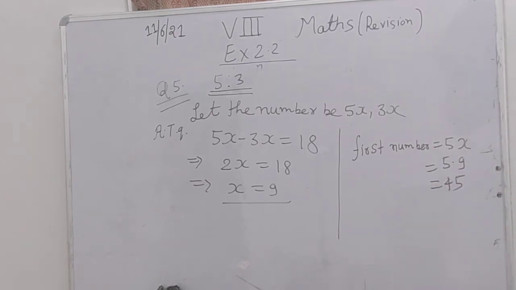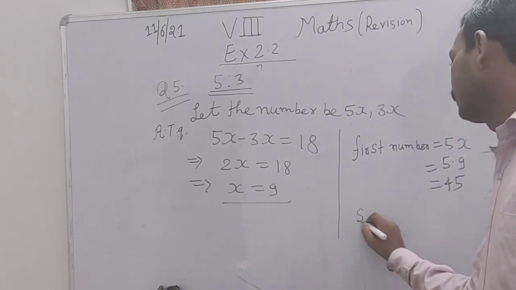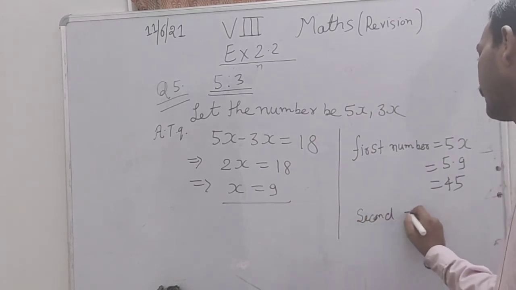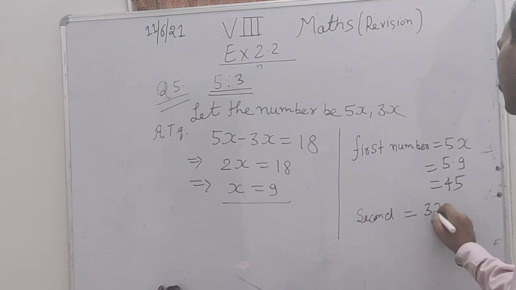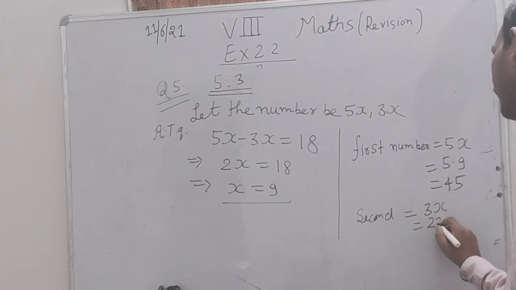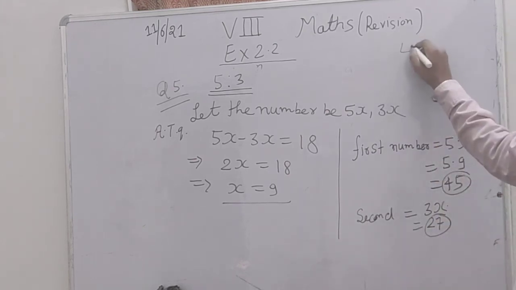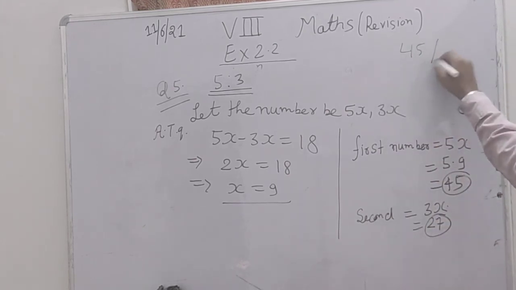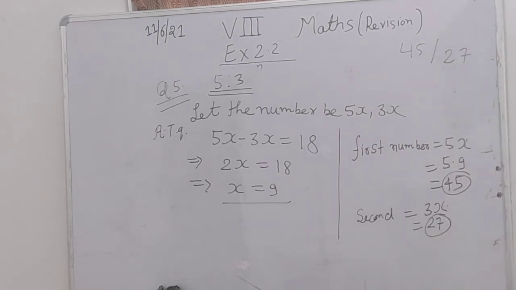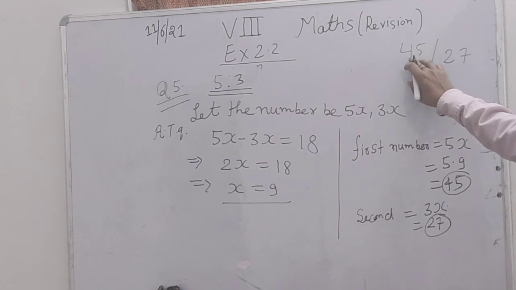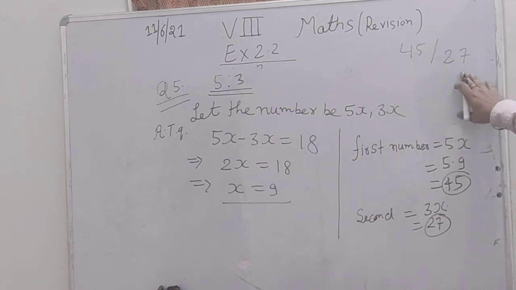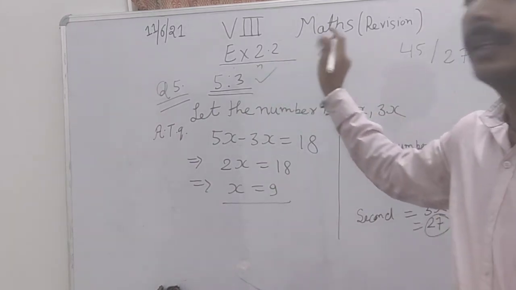5 nines are 45. And what is the second number? The second will be 3x, and it is 27 because the value of x is equal to 9, 3 nines are 27. Now our answer is 45 and 27. See the ratio, 9 5s are 45 and 9 3s are 27. The ratio is 5:3. It is correct.